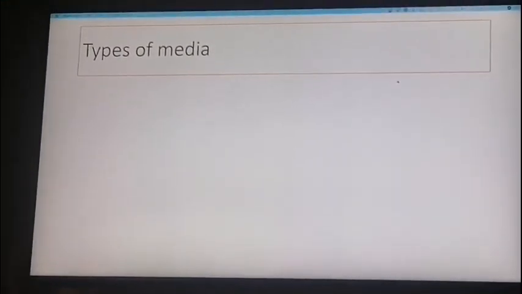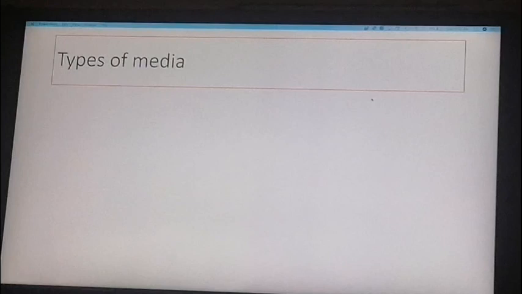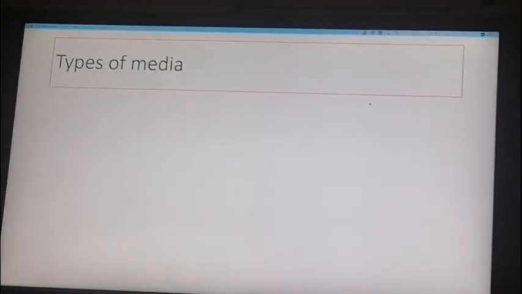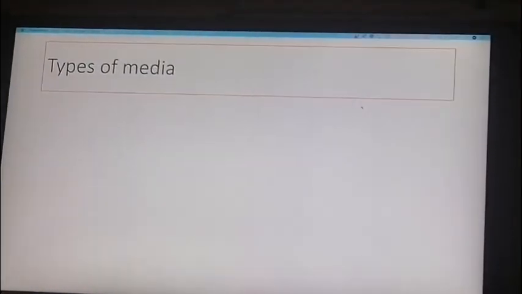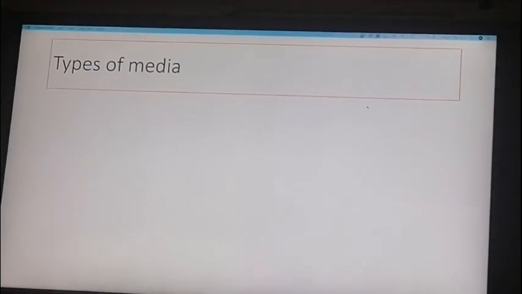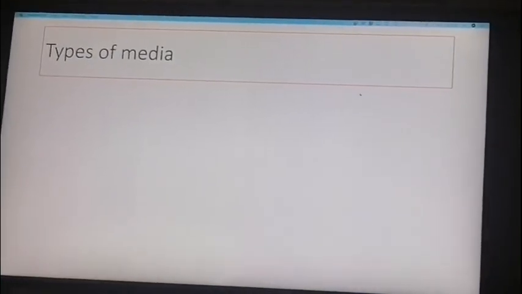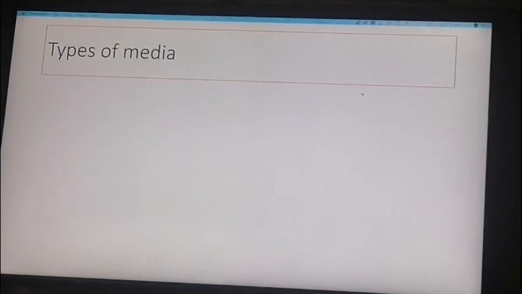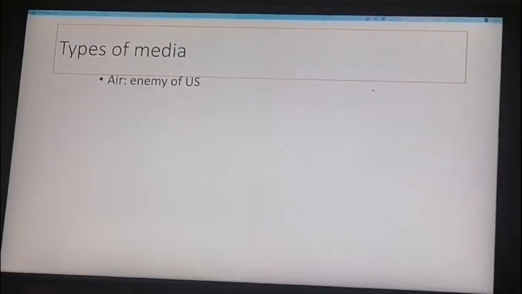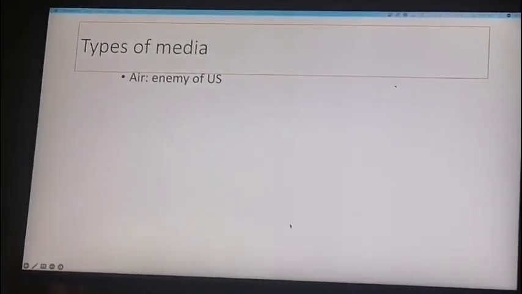So we have types of media. That's a very important slide. How many types of media do we have in our body? Air, fluid, or tissues. Anything else? Yes. And tissues could be solid or soft. Yeah, we're talking about natural media. So we have air, and air is a barrier for ultrasound.